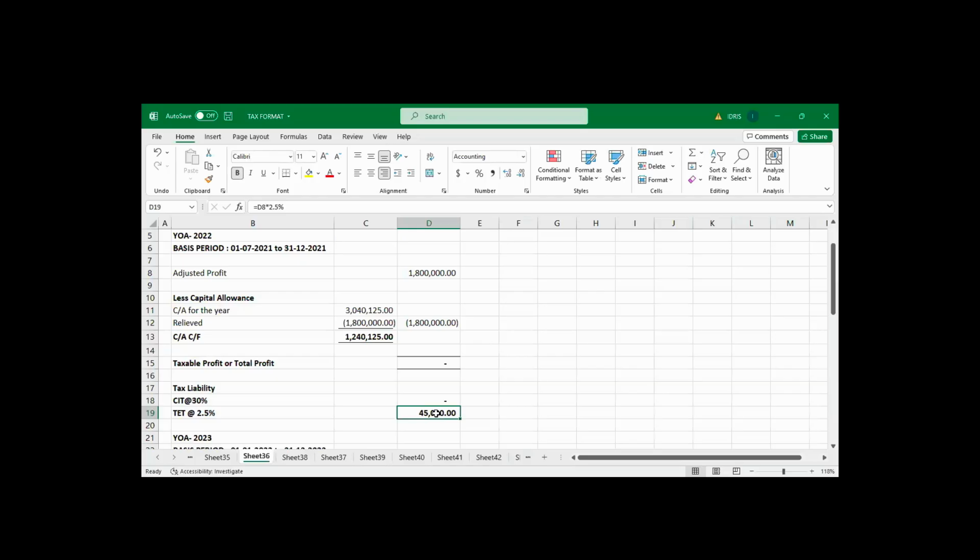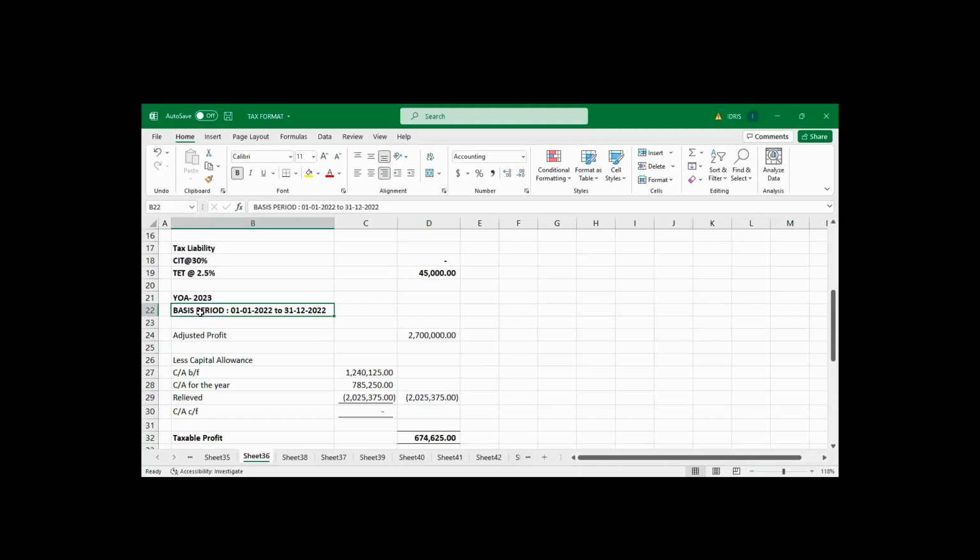We move to 2023 year of assessment. What is the adjusted profit for 2023 year of assessment? Madam, try to mute your audio. We are in class, so this is not a food canteen. So the adjusted profit for 2023 year of assessment is 2 point what? 7.